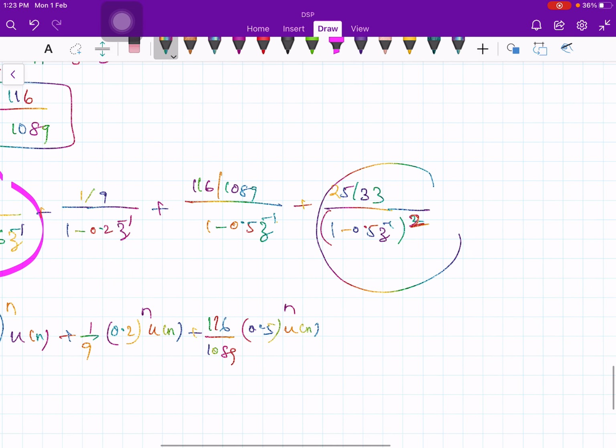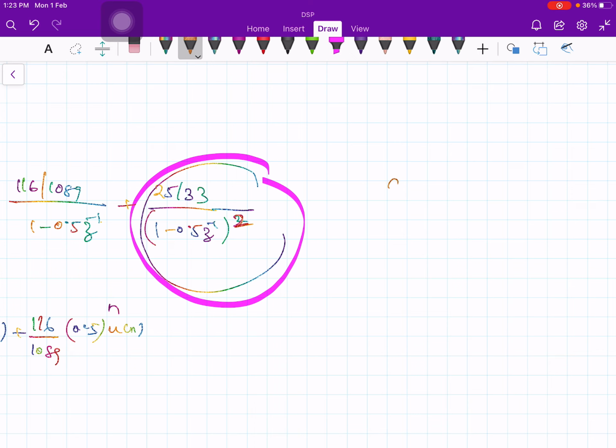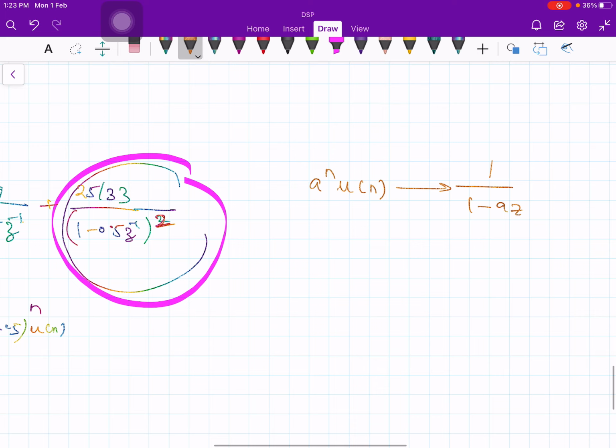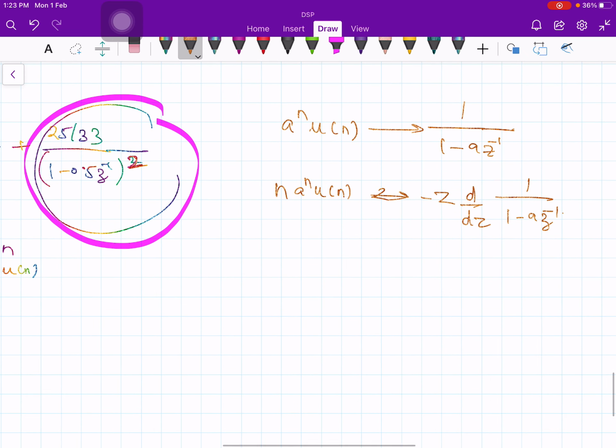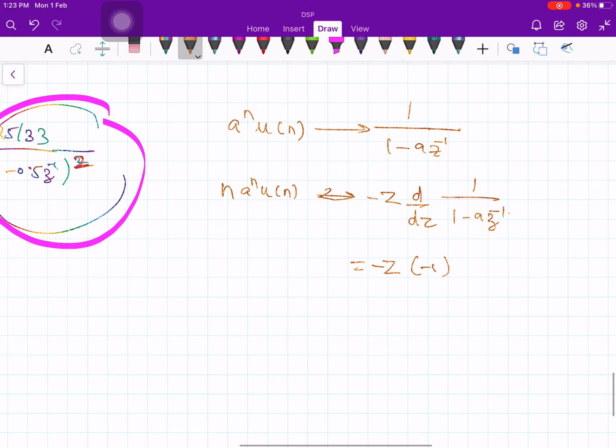For this last term, let us look at the general formula, and the general formula is a to the n u of n. If you take z transform, you will get 1 divided by 1 minus a times z to the minus 1. Now if you multiply by n, n times a to the n u of n, the corresponding z transform will be minus z times d by dz of 1 divided by 1 minus a times z to the minus 1. Right? Now differentiate this, minus z times... I will write down the result.